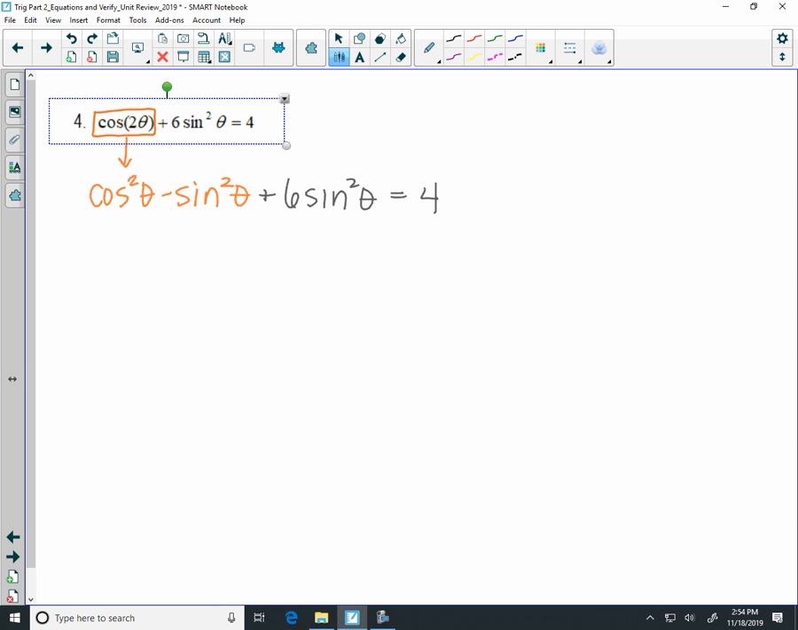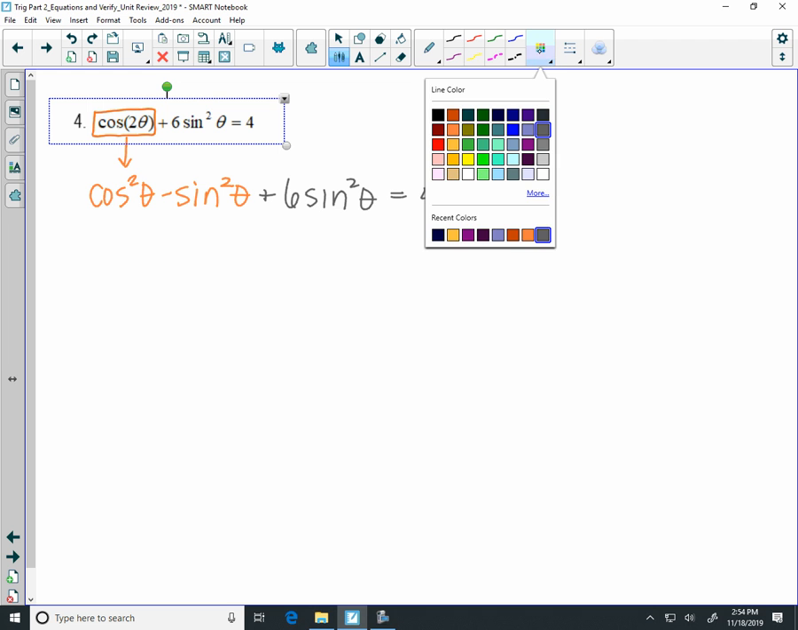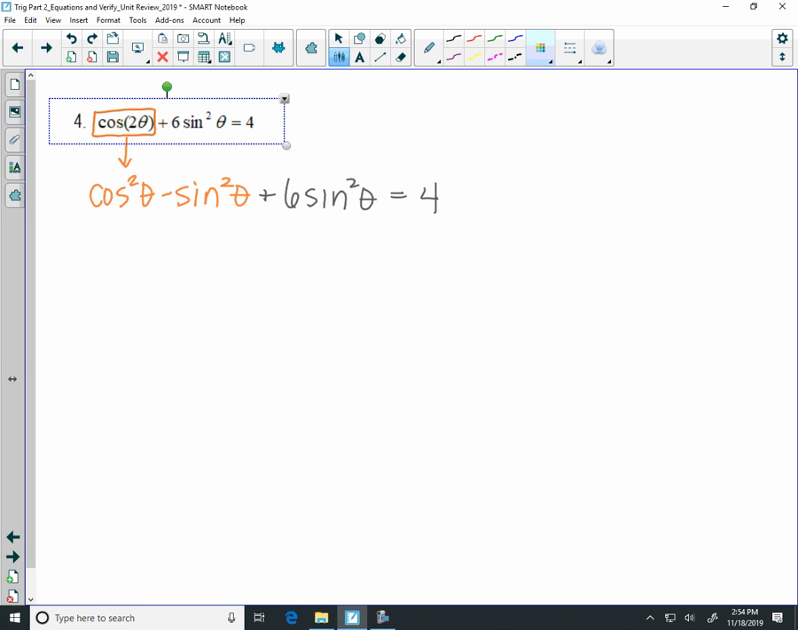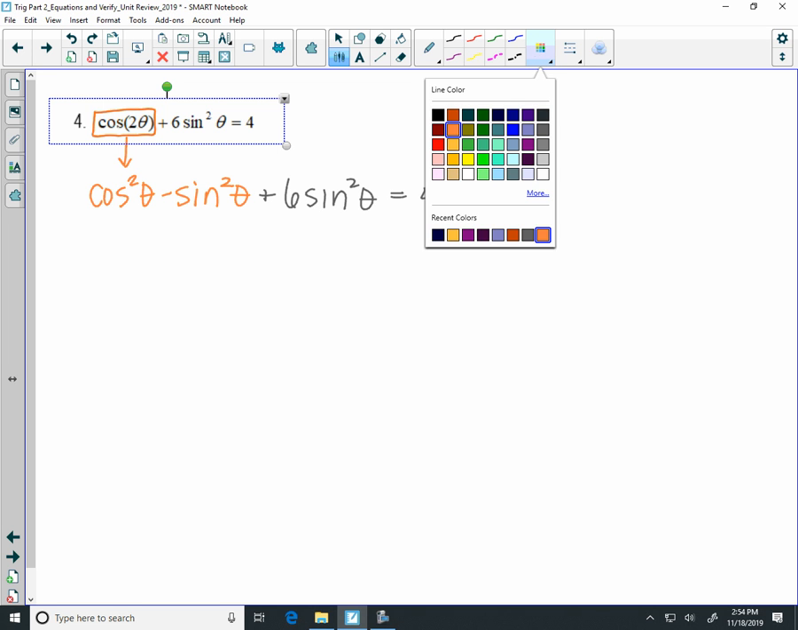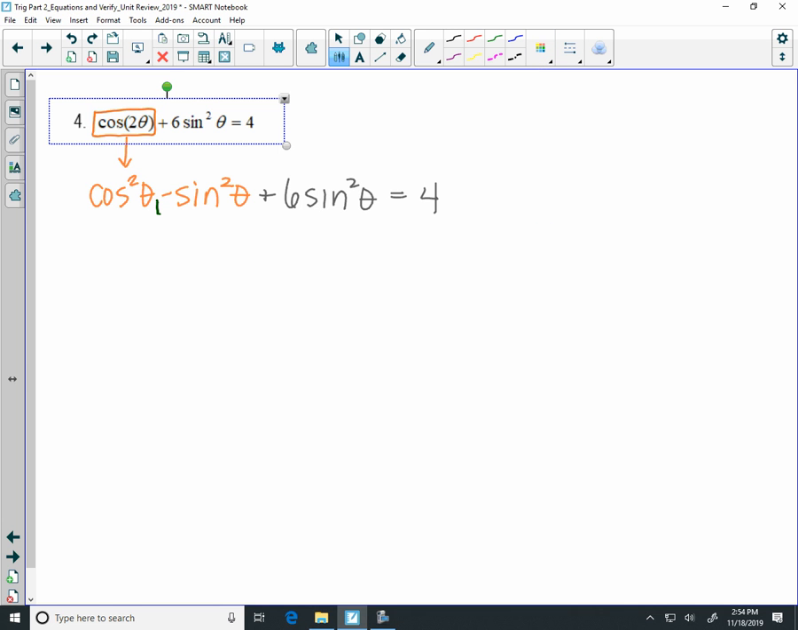All right, now I'm going to combine my like terms before I move on. So my like terms are my sine squareds, same variable, same exponent, those are like terms. So the cosine squared is just going to hang out. I have a negative 1 sine squared plus 6 sine squareds. So that's 5 sine squareds.